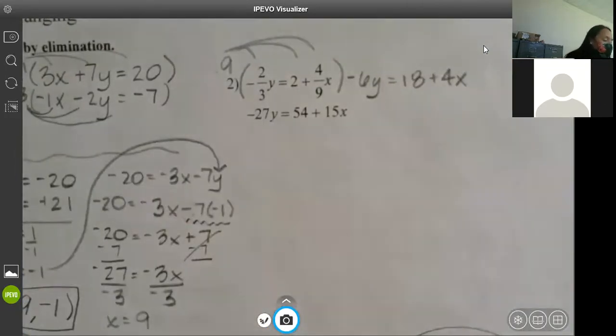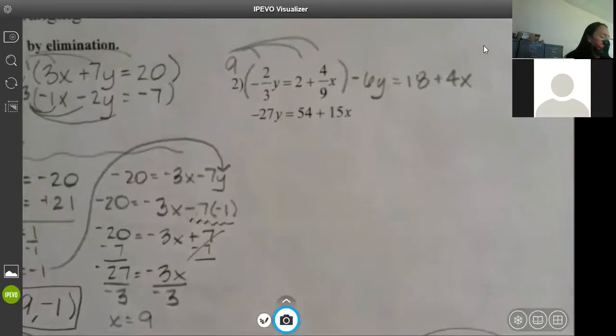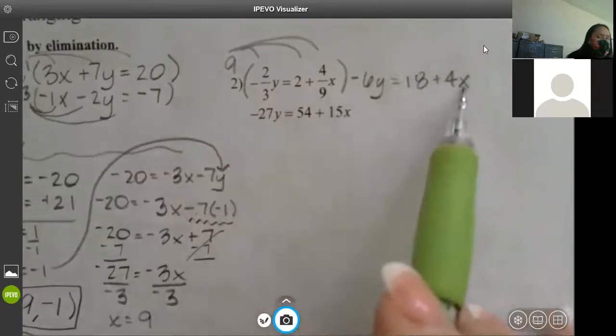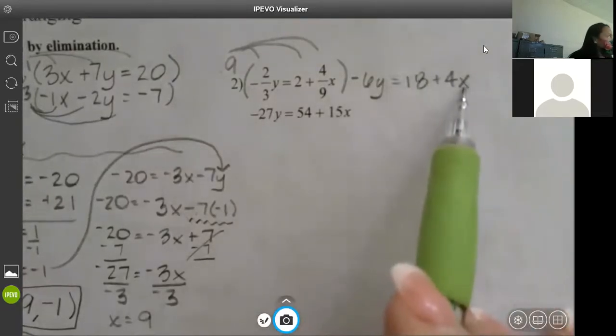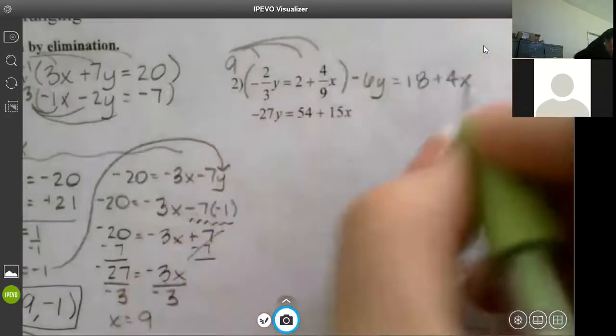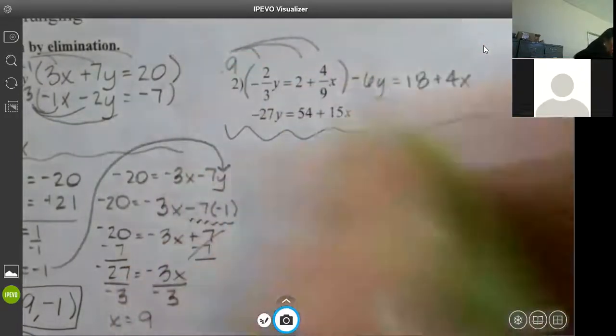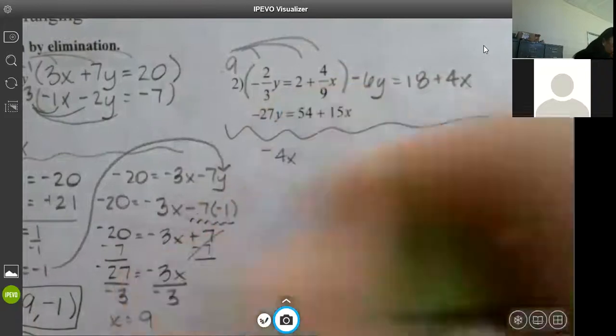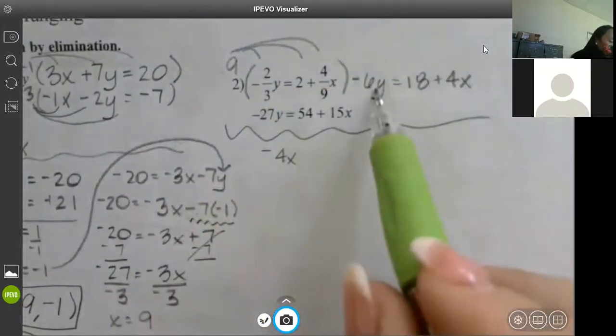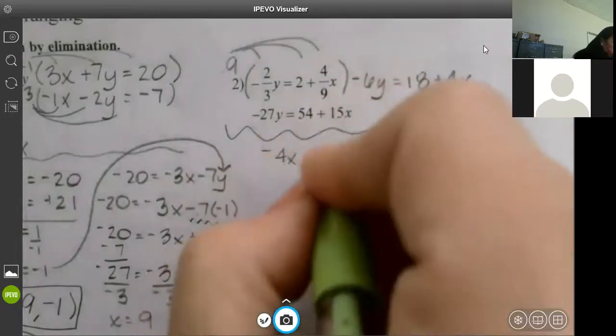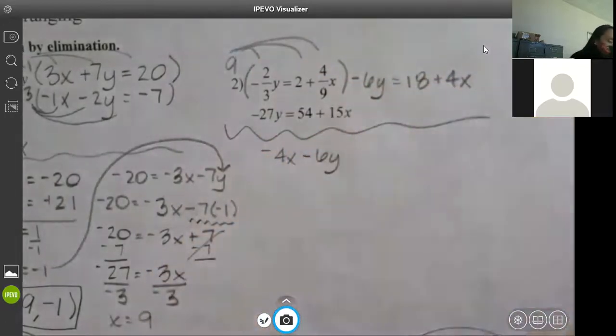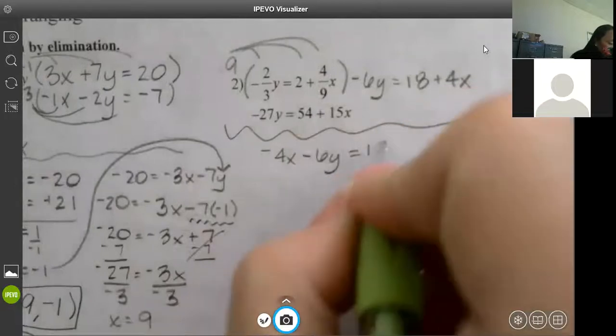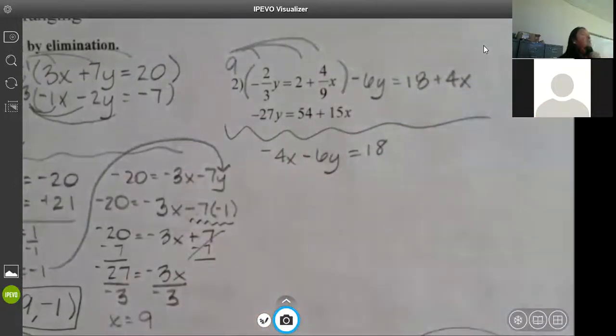We want to put them in order after this. So is your x on the right side, the correct side? No. So I'm going to move it over. How do I move it over? I'm going to subtract that 4x. Is the y on the correct side? Yes. Leave it alone. Is the 18 on the correct side? Yes. Leave it alone. So now you've cleaned up that equation and put it in order.